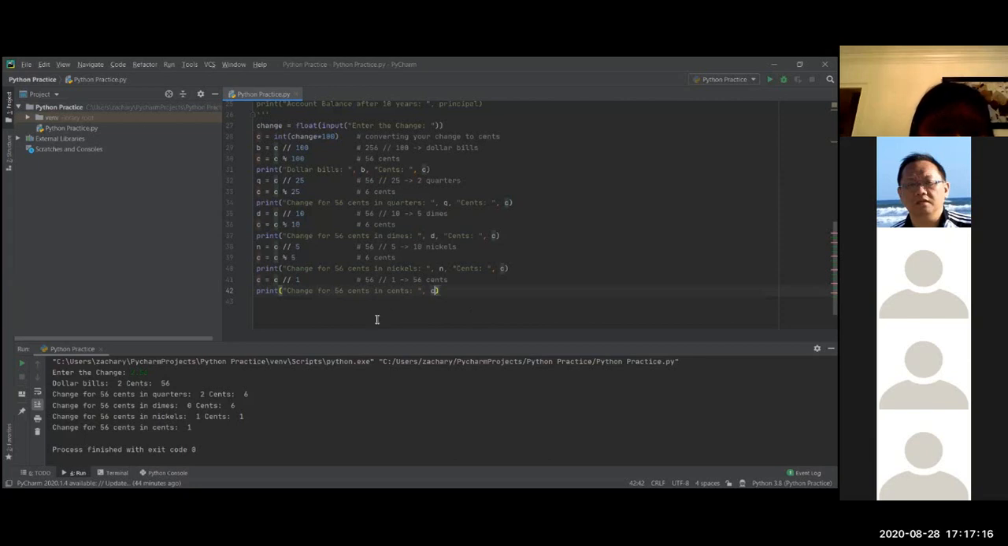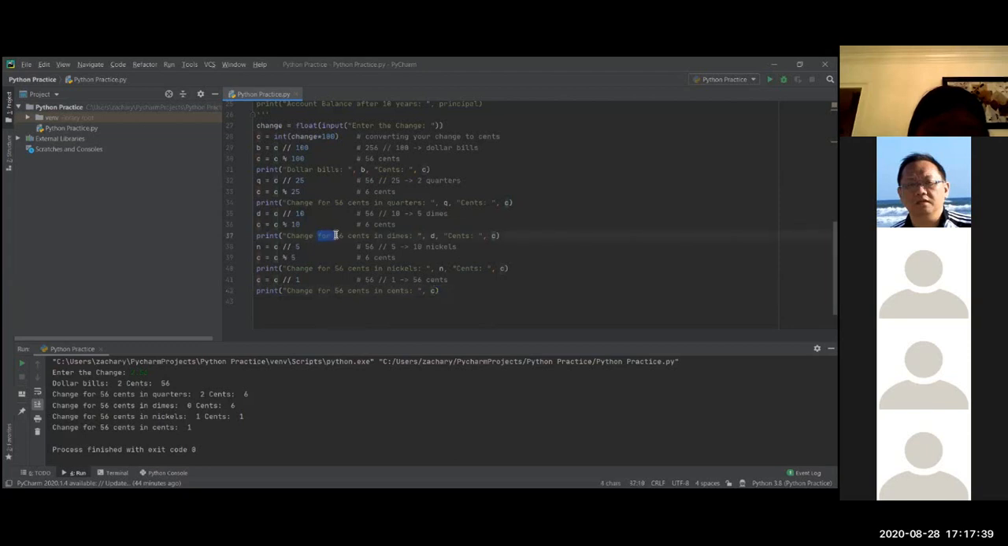Yeah, that's okay. Before we go, save and run. Save and run. Yeah. Look, this is okay, but how come you print change for 50 cents? I'm not asking for change for 50 cents.